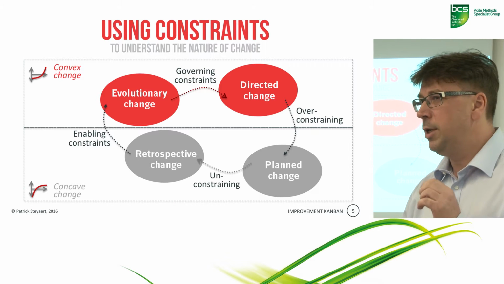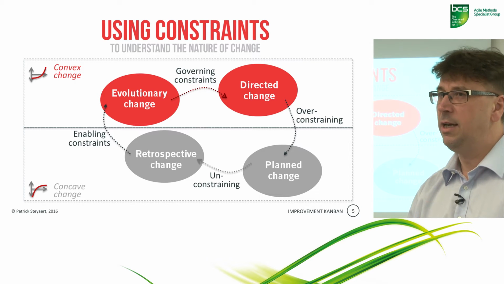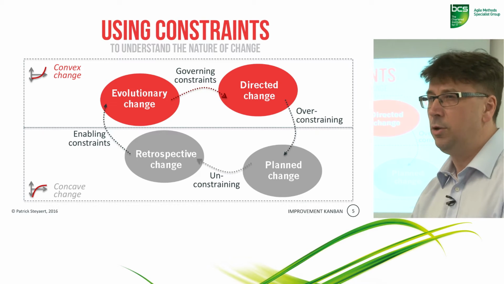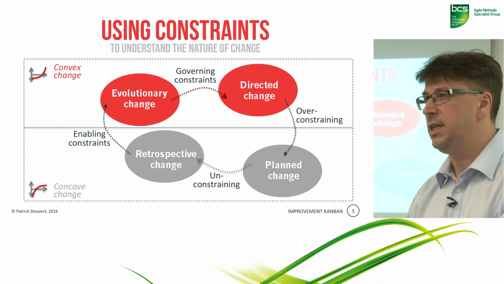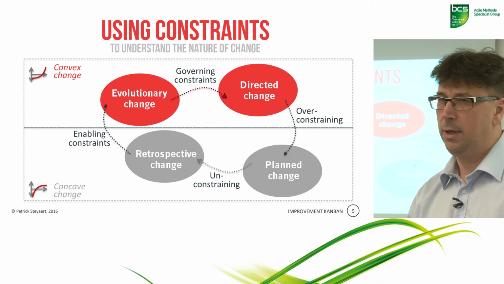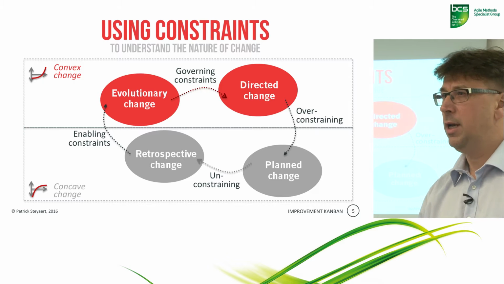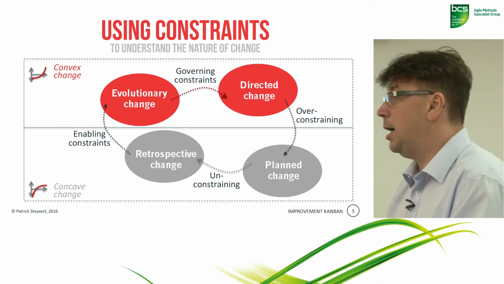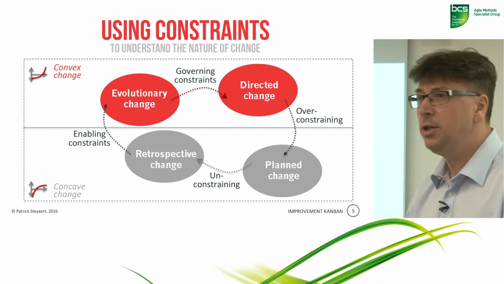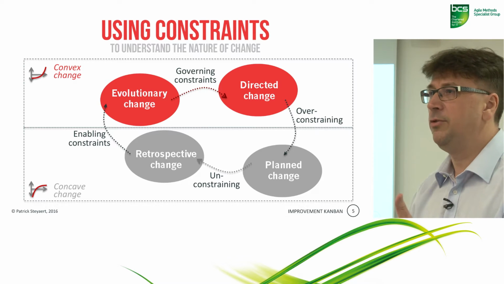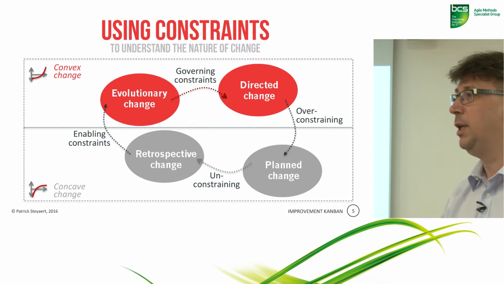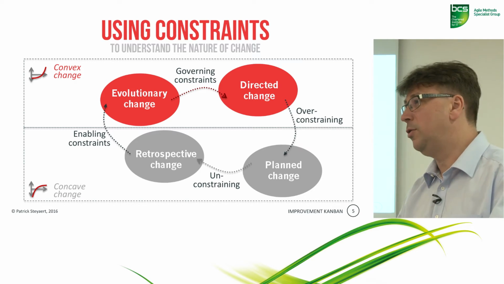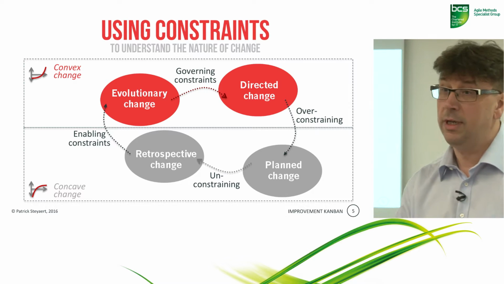Okay? So I'm going to use the constraints as identified by Alicia Guerrero in terms of understanding complexity. I'm going to understand change in terms of constraints. So I'll be talking about plant change, retrospective change, evolutionary change, and directed change. And I'm going to look at it from a constraint perspective. Now, I do want to give you a little bit of a heads up on what I mean with these constraints. We'll talk about unconstrained, over-constraint, enabling constraint, and governing constraints.